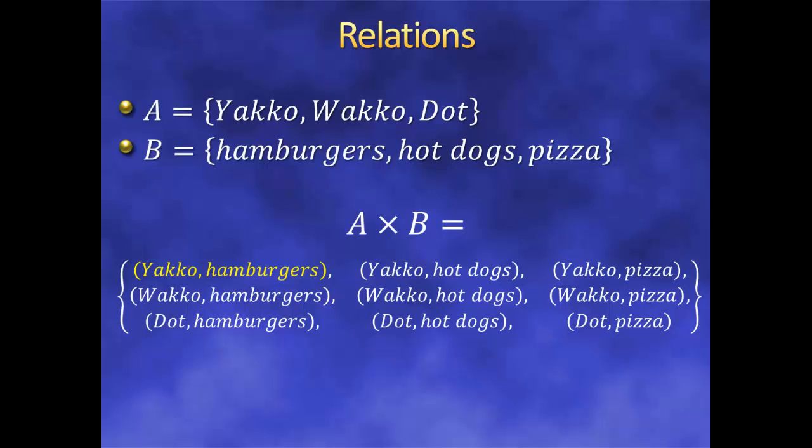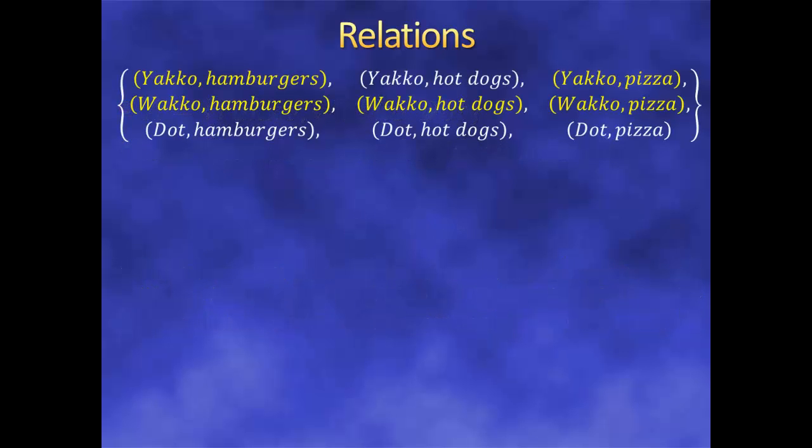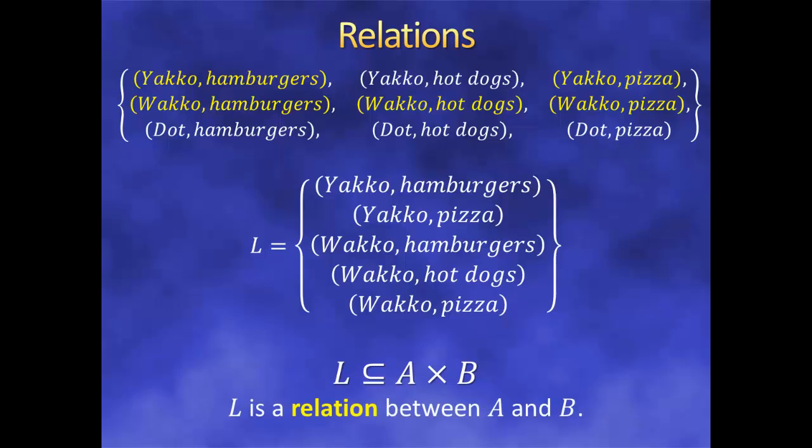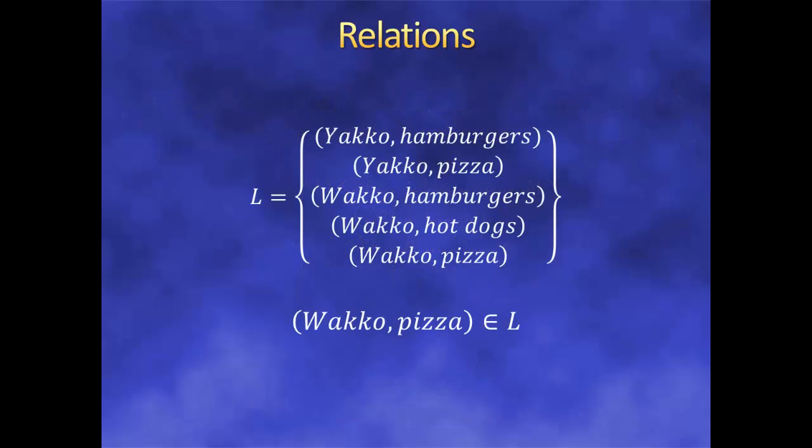Now, suppose we were to take all pairs that corresponded with who we said likes what food and put them in another set. We could call it L. Then L is a subset of A times B. We call this subset a relation between A and B. So, if we say that (Wacko, pizza) is an element of L, it means that the two elements are related in the way we specified.